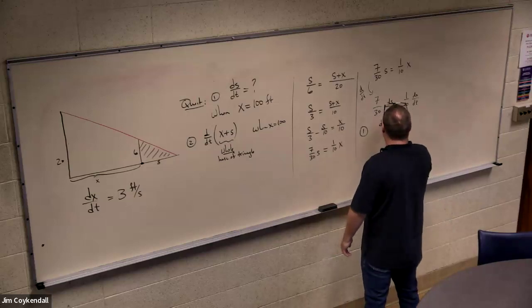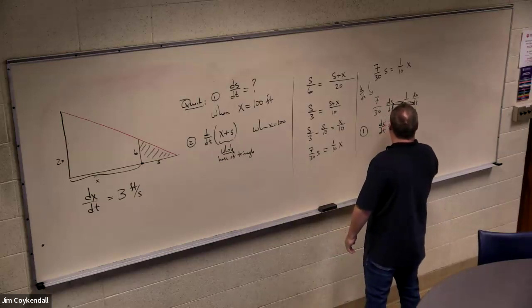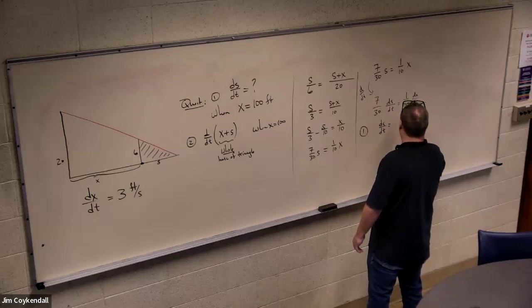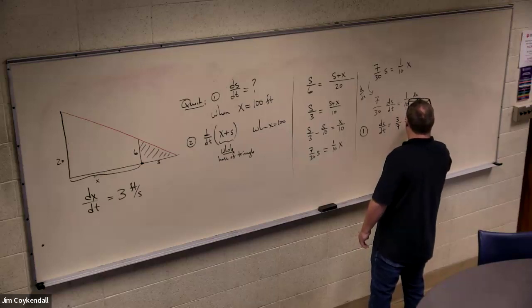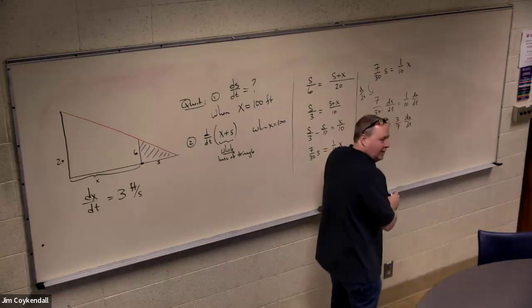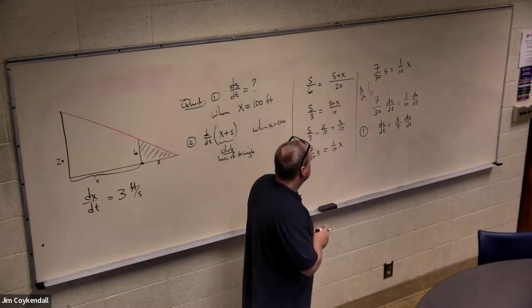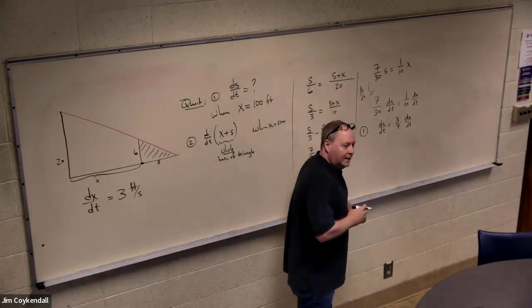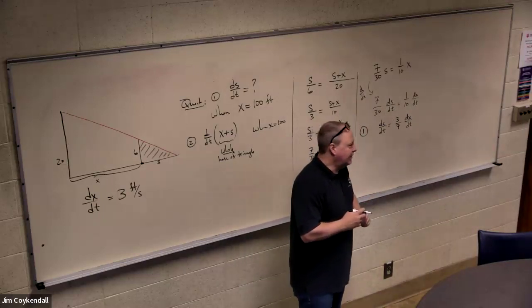Well, ds/dt is 3/7 times dx/dt. Everybody agree with that? Let's just solve for ds/dt. And what is dx/dt?